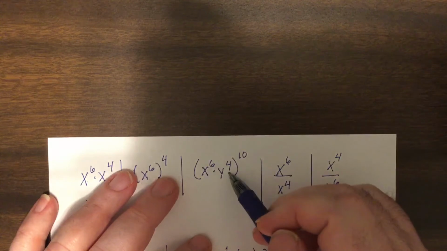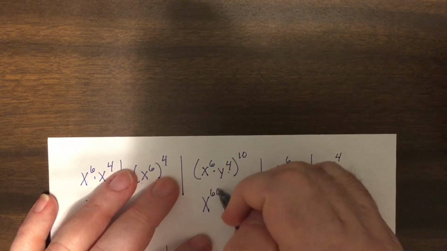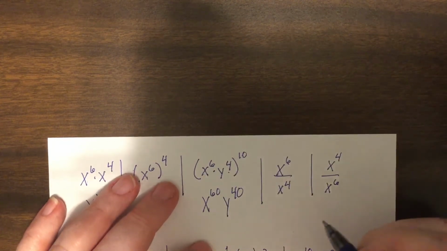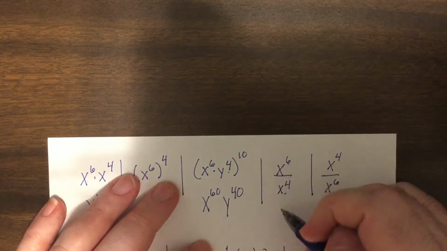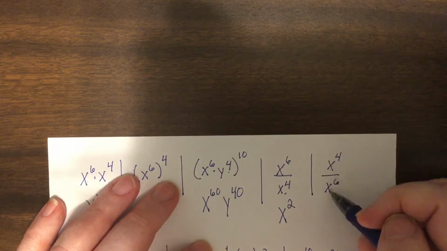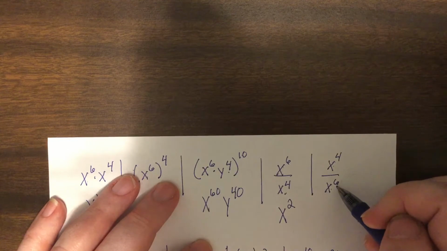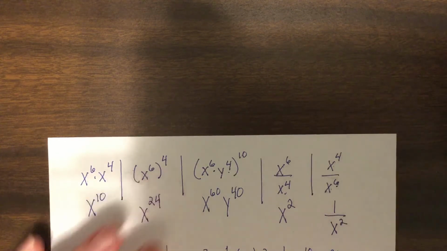When you have a product to a power, you raise both to that power, so it'd be x to the 60th, y to the 40th. When you divide two things same base, you subtract, so it's x squared. This one, when you divide two things same base, you subtract. Keep it where the larger one started off. So you had 6 of them, so you still have 2 of them on the bottom.